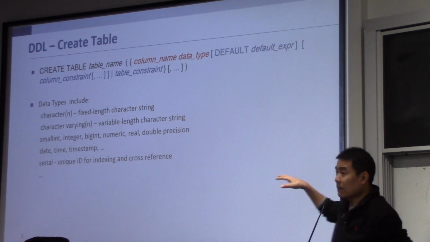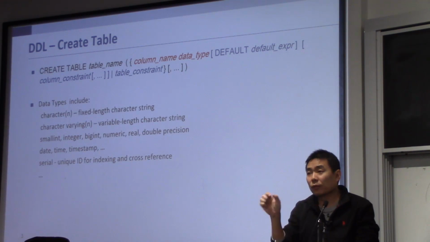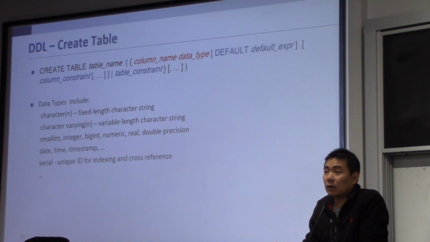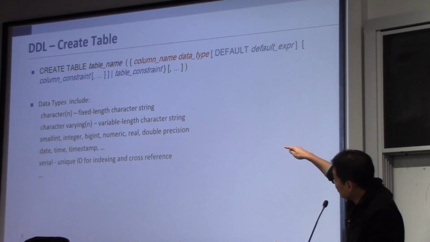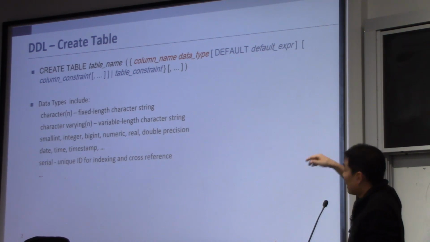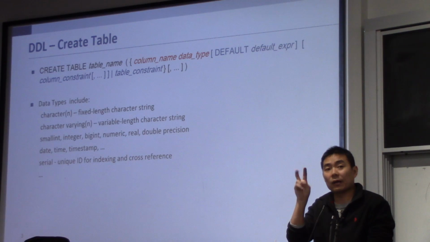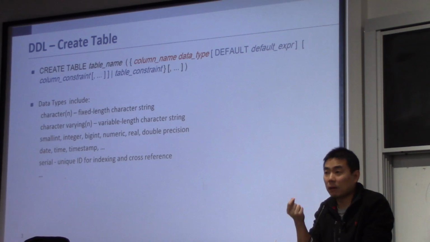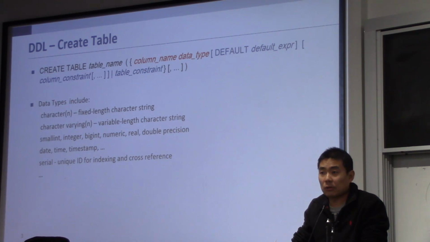So create table, this keyword is for you to specify the schema of your relational database. You supply create table with the name of your table, followed by a list of pairs, where each pair has two components. One is the name of the attribute, the other is the type of the attribute.